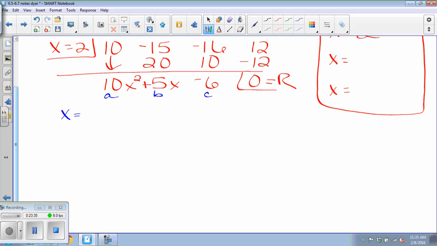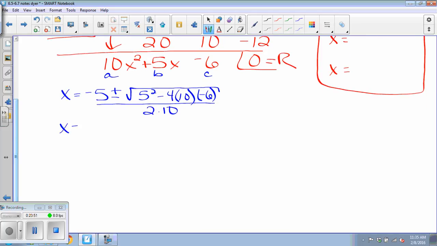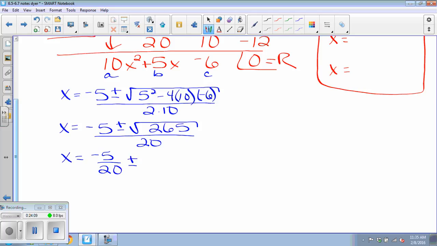So x equals negative 5 plus or minus the square root of 5 squared minus 4 times 10 times negative 6, all over 2 times 10. So x equals negative 5 plus or minus... Once you simplify this, you get the square root of 265 all over 20. Okay? So x equals negative 5 over 20 plus or minus the square root of 265 all over 20.